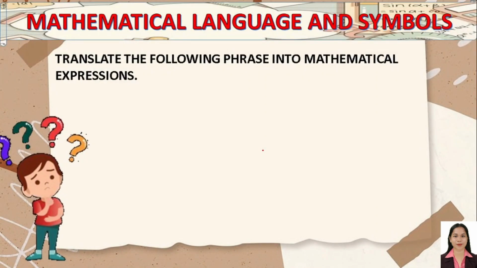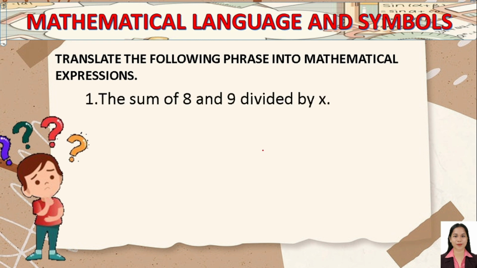So let's have an example on how to translate the following phrases into mathematical expressions. So number 1, the sum of 8 and 9 divided by x. So how are we going to translate that into a mathematical expression? So the sum of 8 and 9. So ibig sabihin sum, isa-isahin natin siya, so you're going to add. So sum of 8 and 9, so we can write this as 8 plus 9, then divided by x.